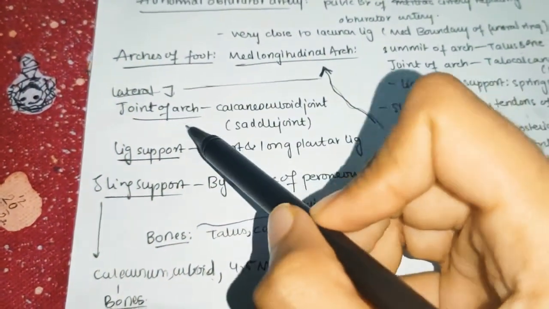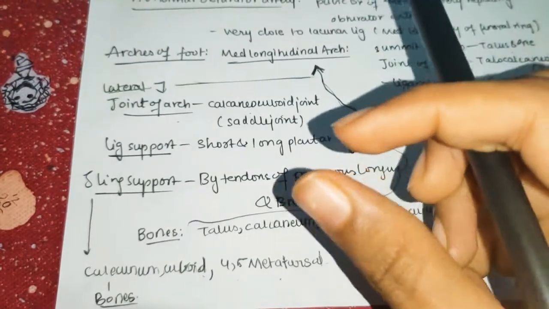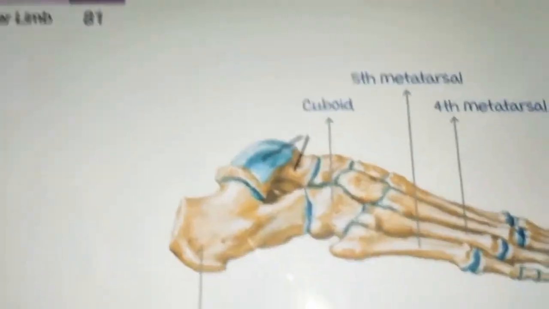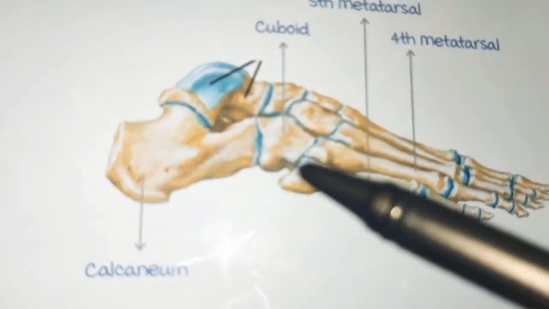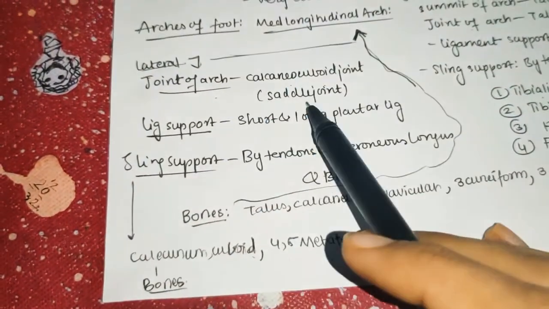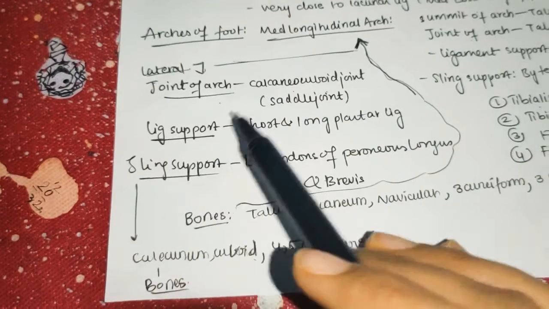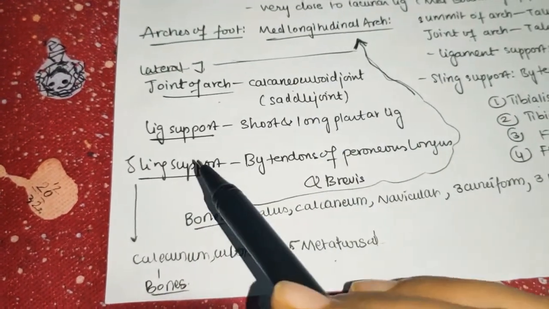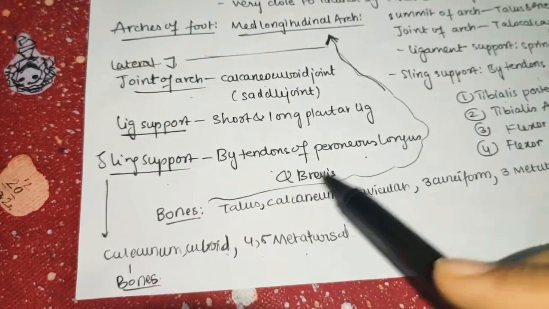So actually here the joint of the arch is the calcaneocuboid joint, that is between the calcaneum and cuboid bone. You can see the joint, this is calcaneum and cuboid, so this is the calcaneocuboid joint. And here there is nothing but a saddle joint, and the ligament supporting is the short and long plantar ligament, and the sling support is by the tendons of peroneus longus and brevis.